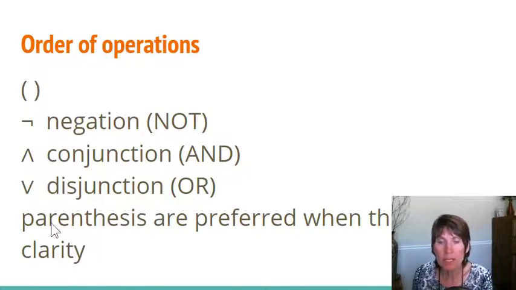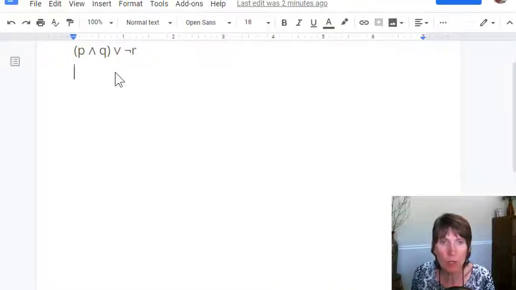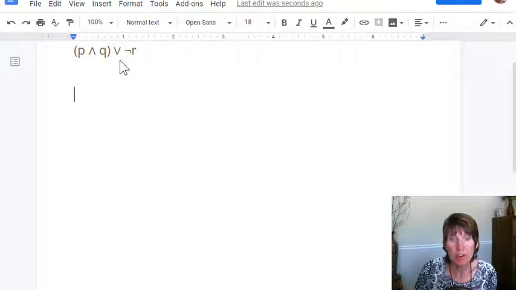Now, parentheses are required if you're changing the order of operations, but they're also recommended for when you just want to add clarity. So it's very clear what operations happen in what order. So let's use this information to work with a compound proposition. Well, first we need to identify how many variables are in the proposition, because that tells us how big our truth table needs to be.